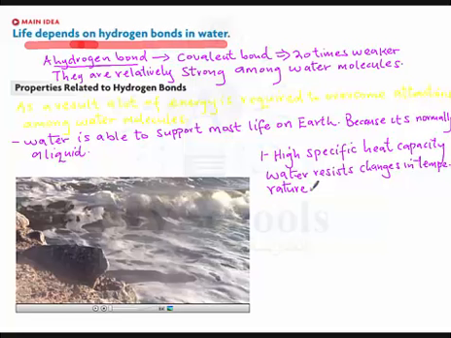The process that produces usable chemical energy in cells releases a great deal of heat, for example, and water absorbs this heat, which helps to regulate cell temperatures. So this property is very important in cells.